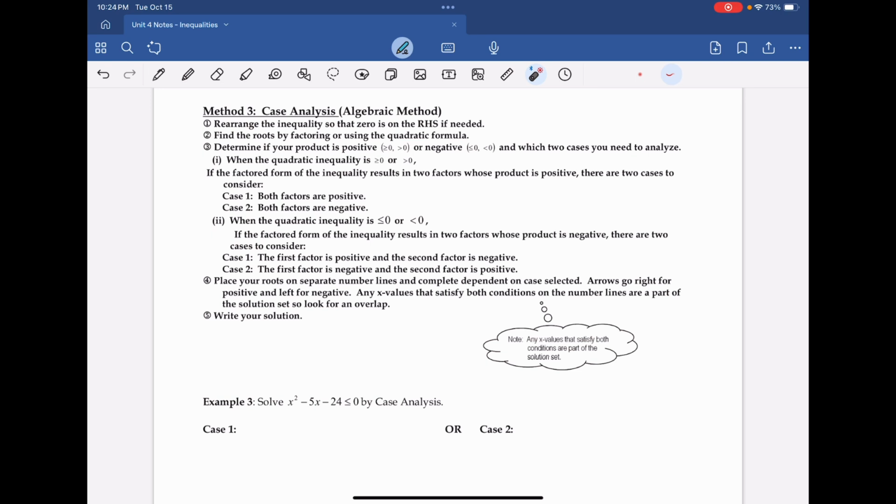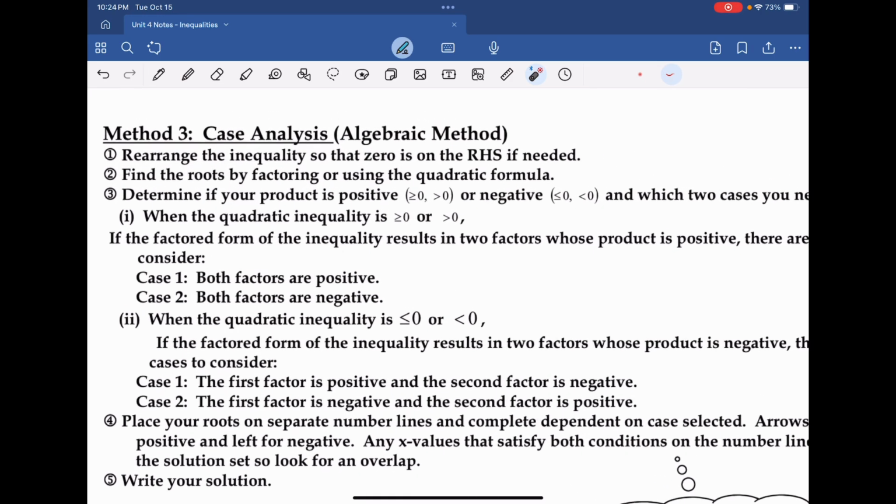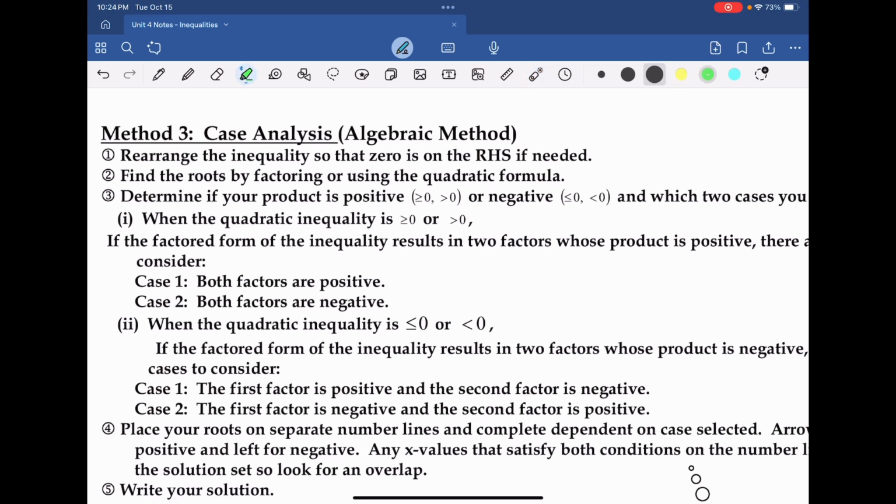Now, case analysis relies on us looking at the problem from a slightly different lens, and that's this here. If we have an inequality that is a greater than or equal to or a strict greater than 0, what we need to realize is that in order for something to be greater than or equal to 0 or greater than 0, either both factors must be positive, because a positive times a positive would give us a positive value greater than 0, or both factors are negative, because a negative times a negative gives us a positive.